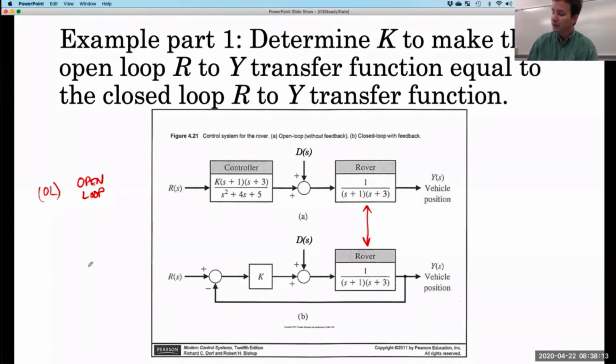In the closed loop topology, the controller is significantly simpler. The controller is just an amplifier.